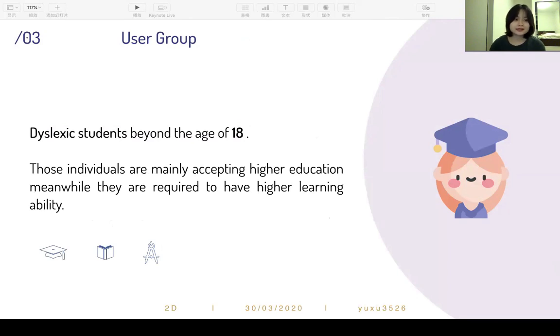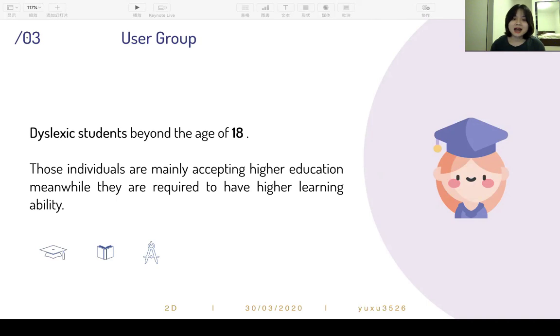So next, we want to talk about the user group. We want to focus on dyslexic students over the age of 18. This is because they are mainly studying in higher education. In order to complete their study, they need to present their ideas in class, read and type quickly, as well as pass the exams.